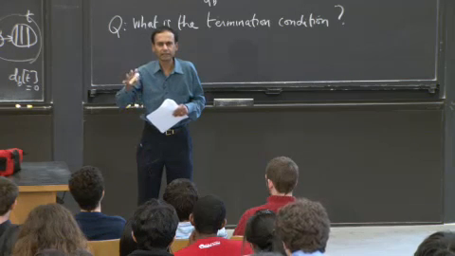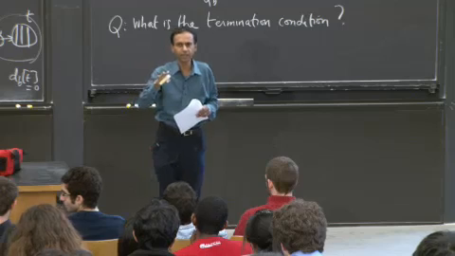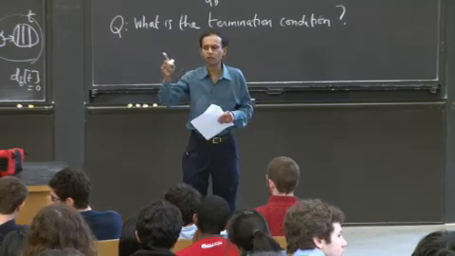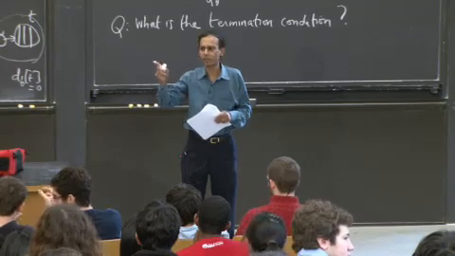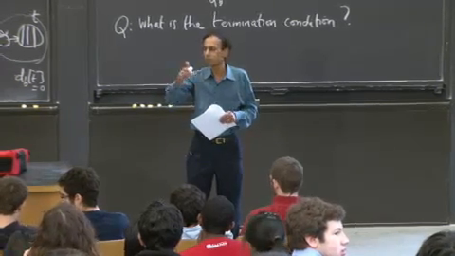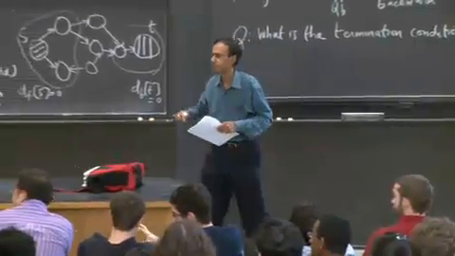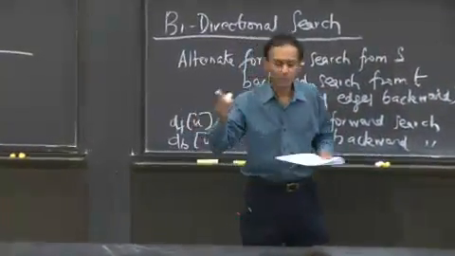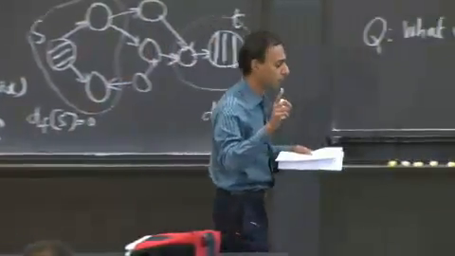Okay, all right. It's close. It's not quite something I can code up. Someone want to improve that? I want something very, very specific. Go for it. A node which has been extracted from both QF and QB? The node which has been extracted from both QF and QB.